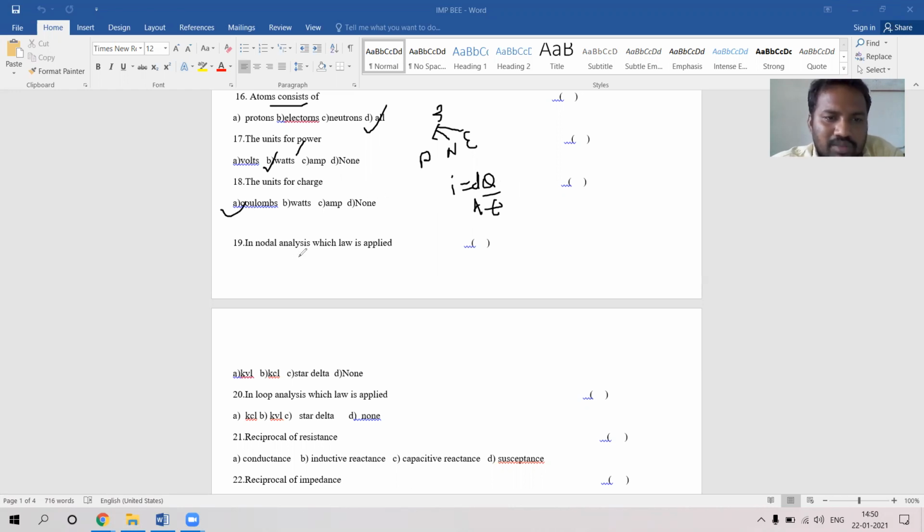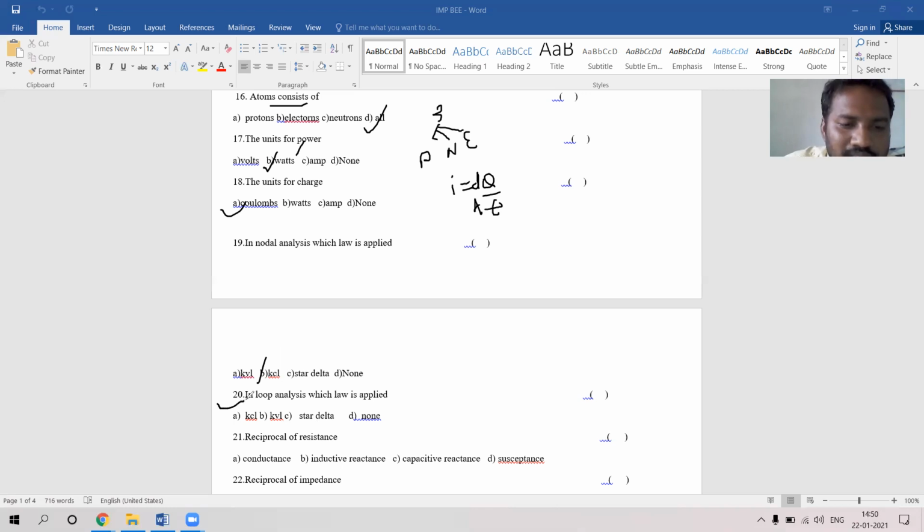Next question is nodal analysis, which law is applied? Nodal analysis, which law is applied? So we are going to apply Kirchhoff's current law. First you need to identify the number of nodes, then you have to apply that all currents are leaving from that node. So all currents are leaving means KCL only we can apply.